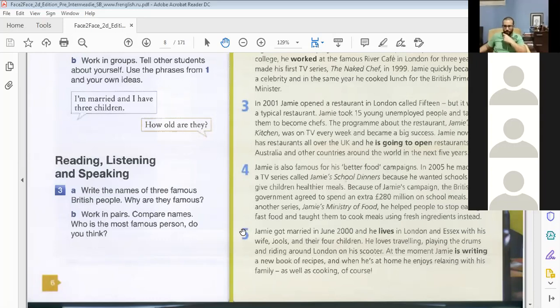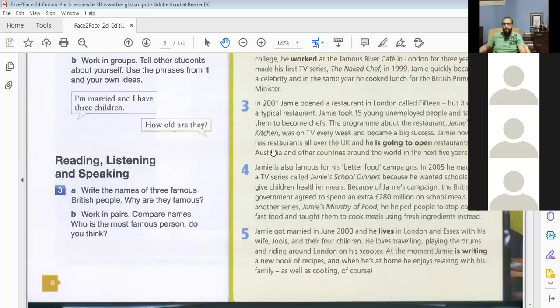Jamie got married in June 2000, and he lives in London and Essex with his wife, Jules, and their 4 children. He loves travelling, playing the drums and riding around London on his scooter. At the moment, Jamie is writing a new book of recipes, and when he's at home, he enjoys relaxing with his family, as well as cooking, of course.